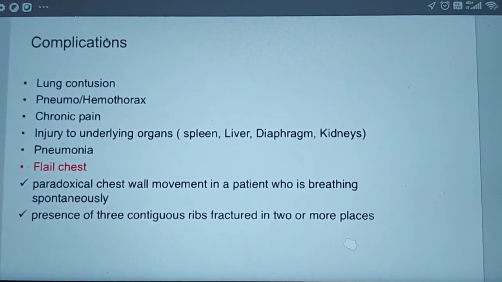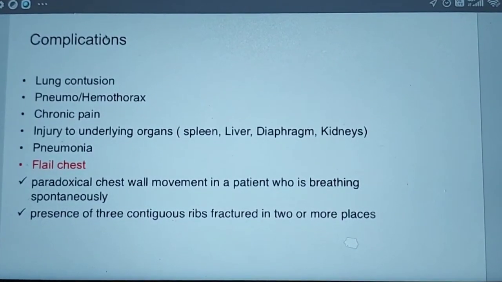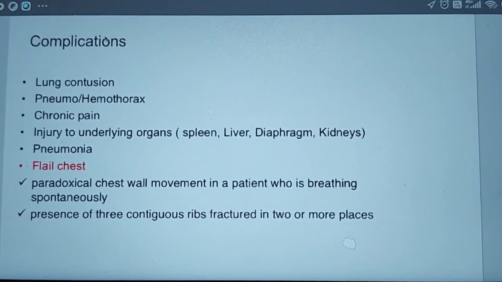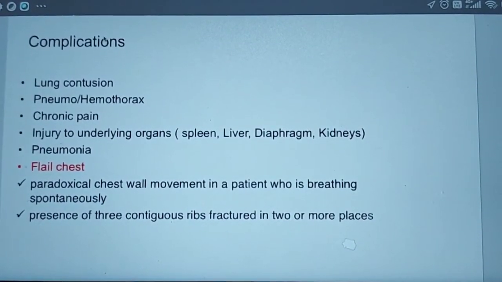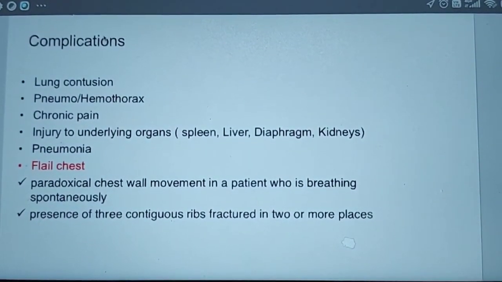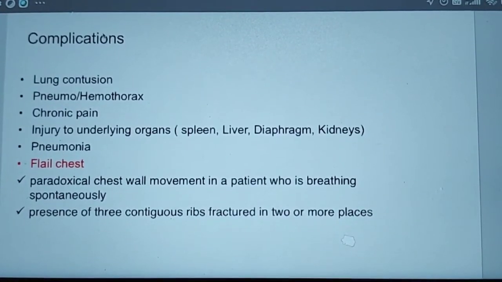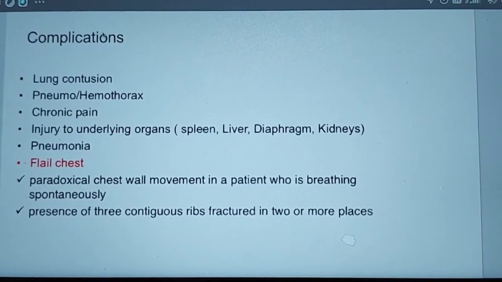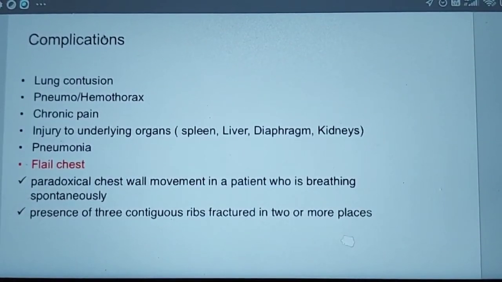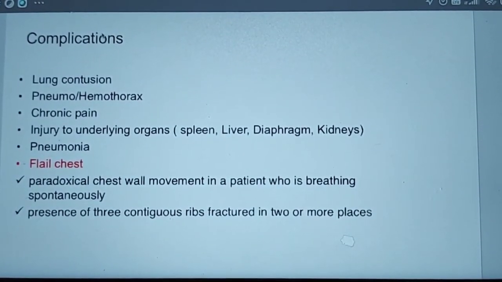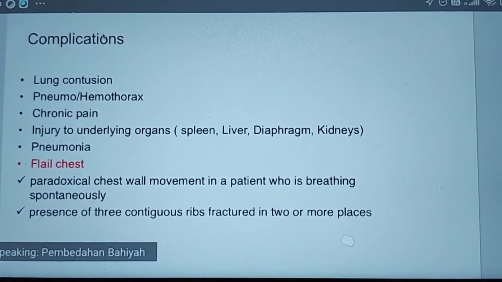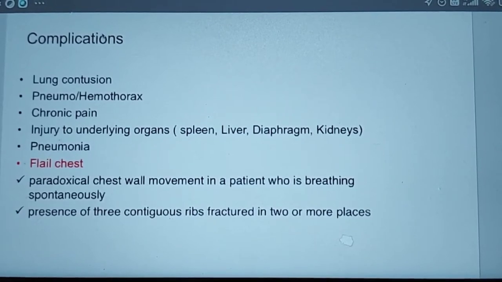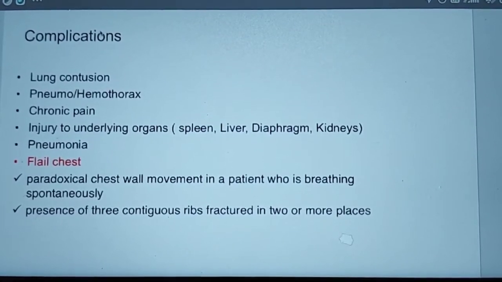If there is significant deformity, this will lead to a decrease in total lung capacity. And then within hours or days, lung contusion, with or without adequate analgesia, can exacerbate respiratory failure. Pain from the fracture will limit chest wall movement, resulting in decreased tidal volume and inability of the patient to cough effectively. So the patient will develop lung atelectasis and retention of sputum, which later will cause pneumonia.